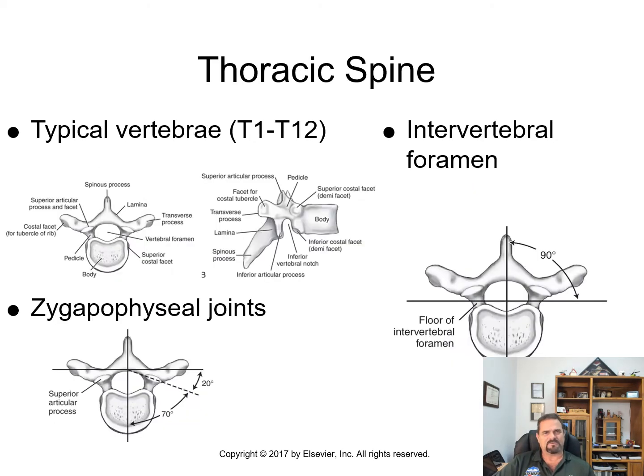All right, typical vertebrae, T1 through T12. These are your common vertebrae. These are your thoracic spine vertebrae. They do have zygapophyseal joints. You also have a much larger vertebral foramen, where now the spinal cord just continues to travel on down. It still has the body, as you can see here, and these are the different aspects on both the superior side and the inferior processes.